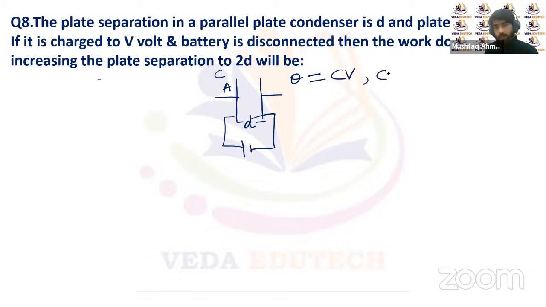And the capacitance of this capacitor will be A epsilon naught upon D. This is the capacitance of this capacitor.